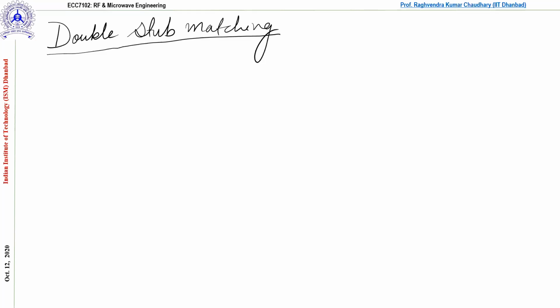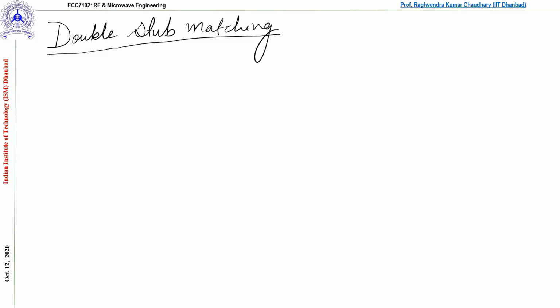Now, we already have the idea that we can match the circuit with single stub matching. So what is the need for double stub matching? We need to understand that first, and then we'll try to solve some problems with double stub matching. The point is that it is really very difficult to build a variable length coaxial line with a constant characteristic impedance.